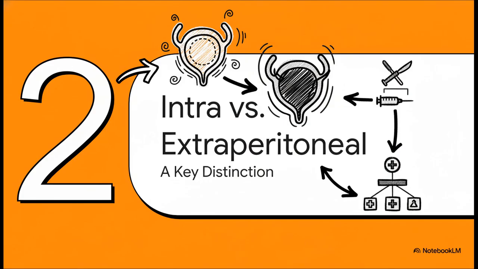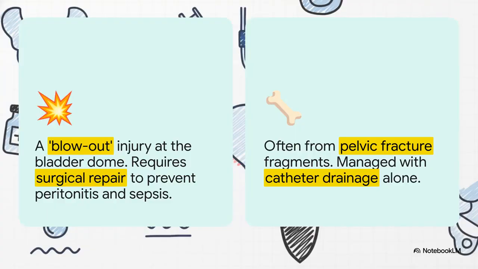All right, on to Section 2. This is where we get to the fundamental branch point that's going to dictate all of our subsequent management decisions, figuring out if we're dealing with an intraperitoneal or an extraperitoneal rupture. So what's the difference? Well, an intraperitoneal rupture is usually a big blowout injury, typically right at the dome of the bladder. This type of injury absolutely requires surgical repair to prevent really serious complications like peritonitis and sepsis.